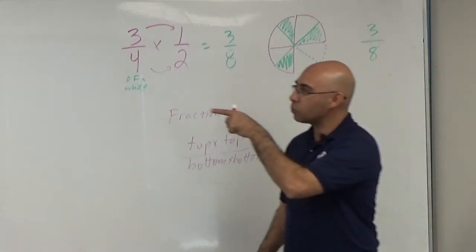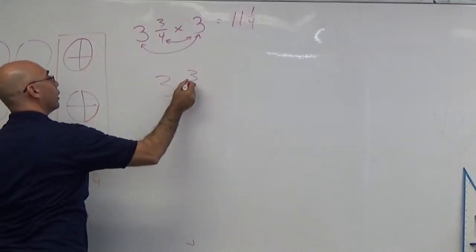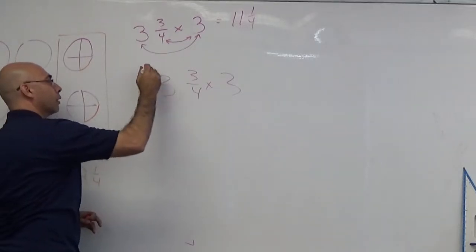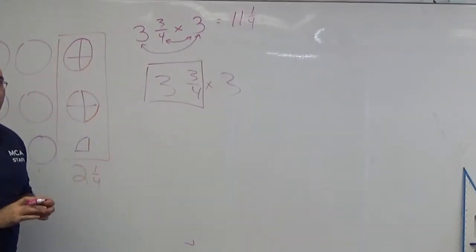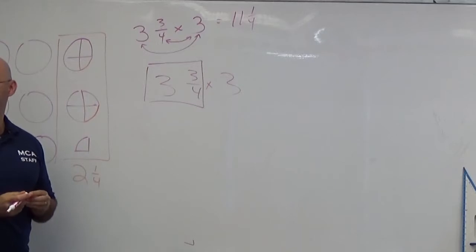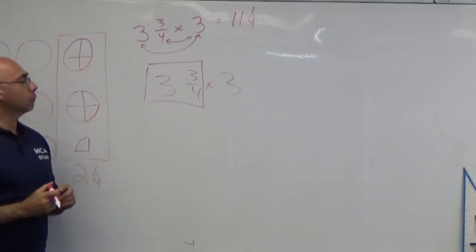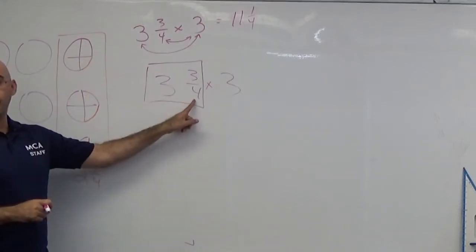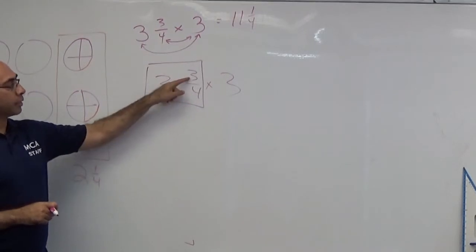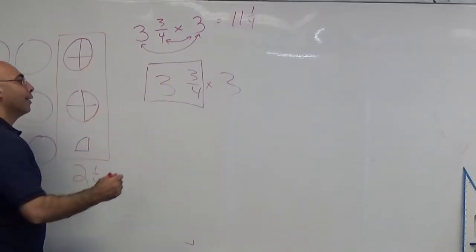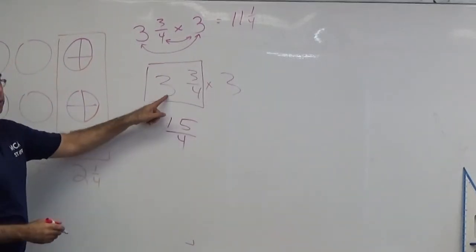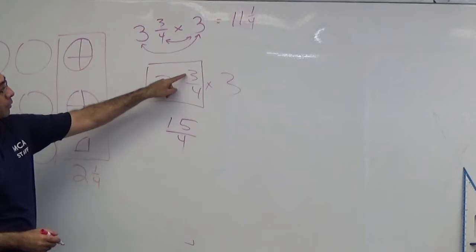Now that makes me think of something. What about these problems? 3 and 3/4 times 3. Except this thing is not a fraction right here. Do we know how to make this into a fraction? You have to multiply 3 times 4, which is 12. 12 plus 3 extra is 15, so I rewrite this as 15 over 4.